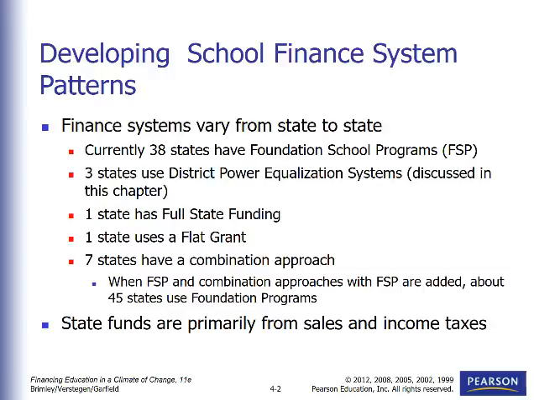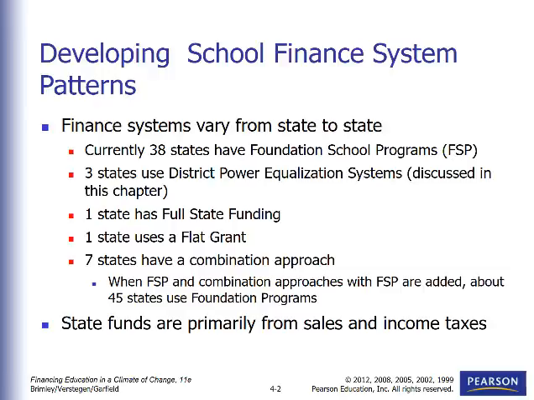One state has full state funding. It's a little bit misleading because that state is Hawaii, which operates as one single school district. So there is only one school district in the state of Hawaii. One state uses a flat grant, and that's just giving money straight to the schools based on the number of students, and that state is North Carolina.